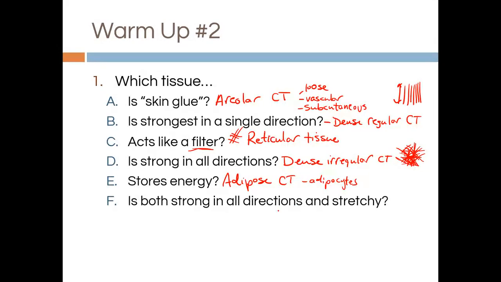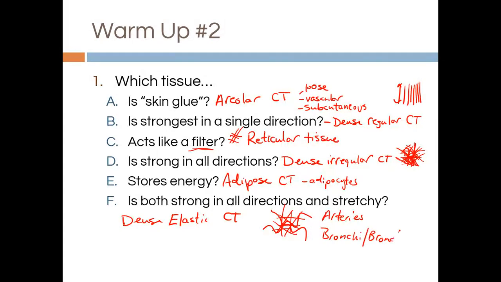And then, strong in all directions and stretchy. This is going to be our elastic, also known as dense elastic connective tissue. And that was the one that had collagen running in different directions, but also had these elastin fibers, so that it was strong and stretchy. And that was something that you would find in your arteries, and this would be found in your bronchi, bronchioles. So in other words, it's in your airways too to help you stretch when you breathe.